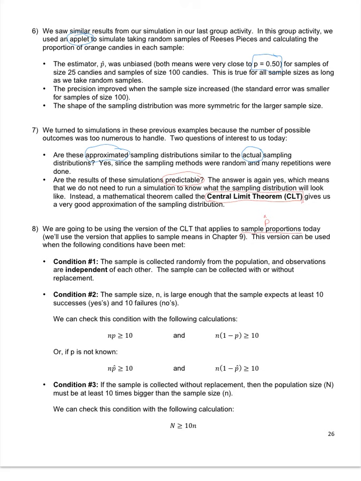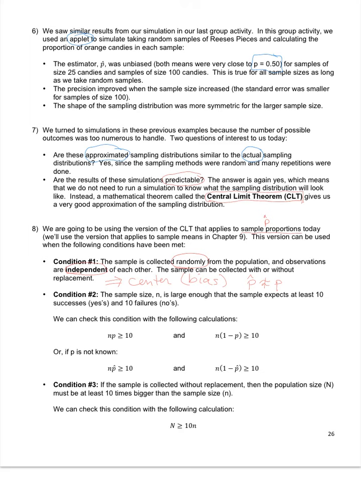Your first condition is that the sample is collected randomly from the population and observations are independent of each other. The sample can be collected with or without replacement. Keep in mind this condition is really important because it's going to tell you about the center of your distribution. So it's addressing the issue of bias. If your sampling method is biased, you tend to overrepresent or underrepresent a certain segment of the population, then your p hats are probably not going to be close to p. So the center of your distribution is going to be somewhere else.